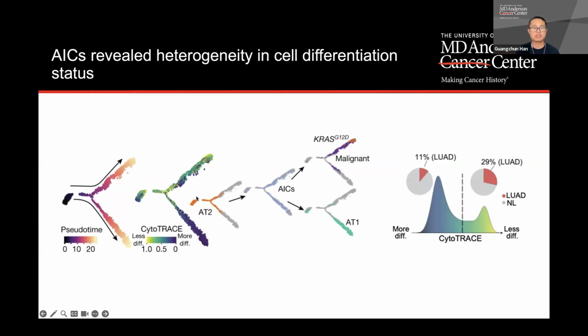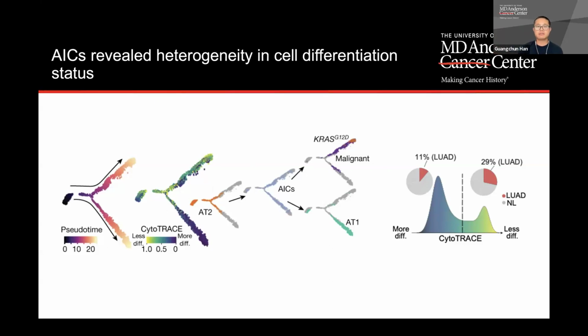And then the most interesting part is this trajectory. Stemming from the AT2 cells, they have two branches. On the lower branch are the normal AT1 cells, and on the upper one we find our malignant cells, and particularly at the very terminal or tail part, we saw the enrichment of the malignant cells carrying the KRAS G12D mutation. This is a very exciting result.